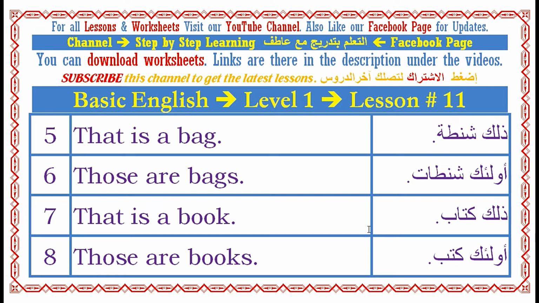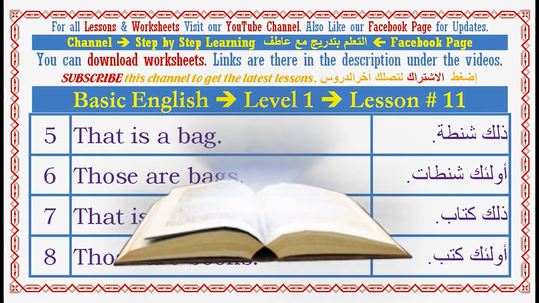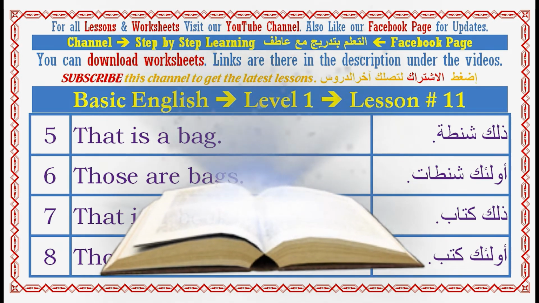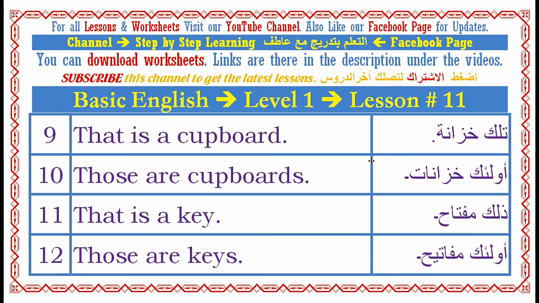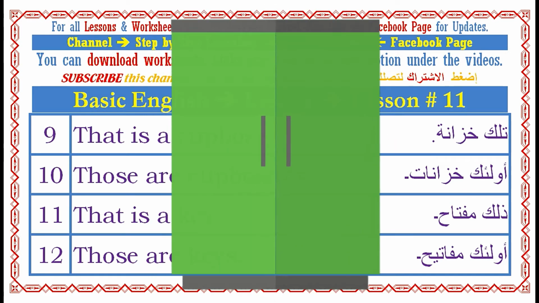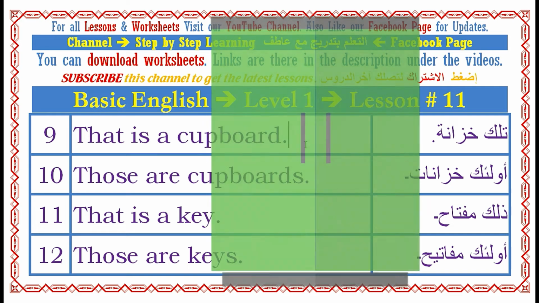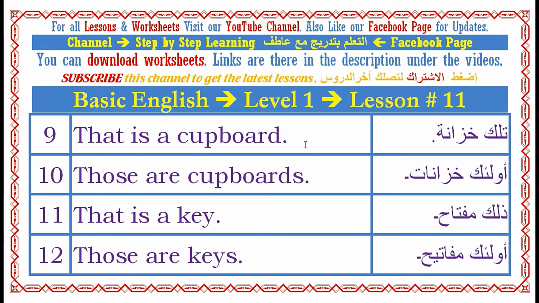ذلك كتاب. That is a book. أولئك كتب. Those are books. تلك خزانة. That is a cupboard. أولئك خزانات. Those are cupboards.